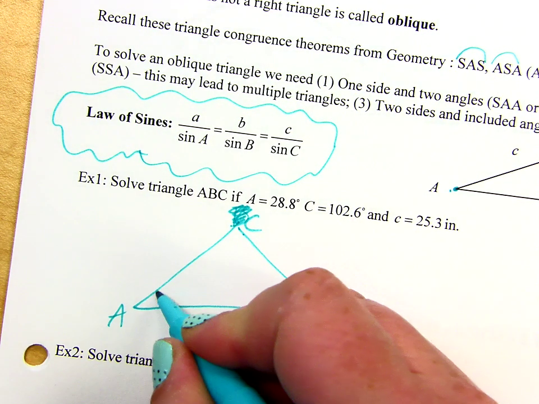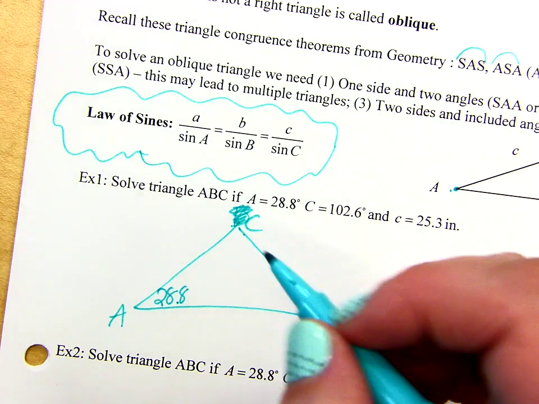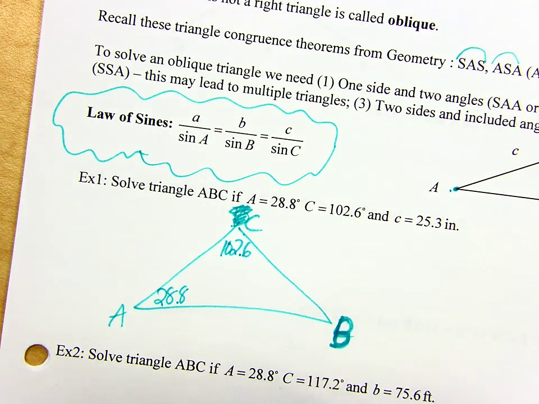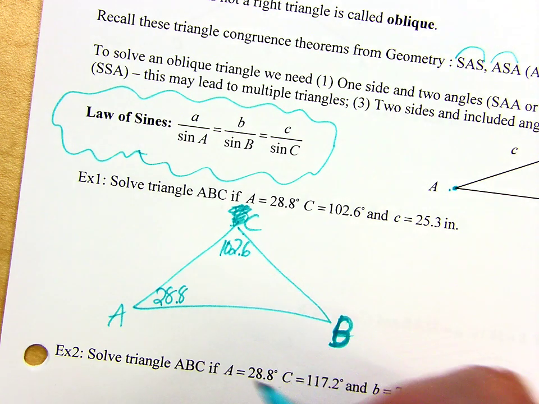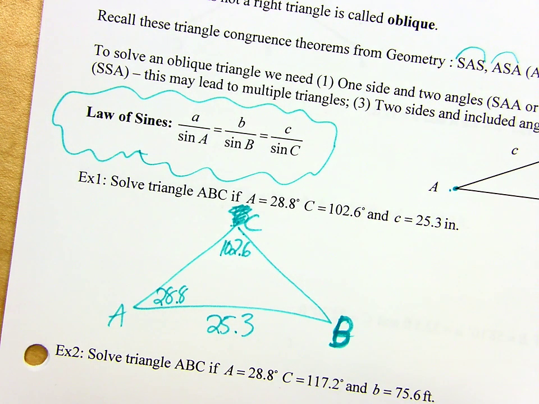Angle A is 28.8. Angle C is 102.6. And lowercase c is 25.3, so make sure you are putting it opposite angle C. I'm supposed to solve this triangle. What does that mean? Figure out what each side is. You have to find all the angles and all the sides. You can find the missing angle right now very easily.